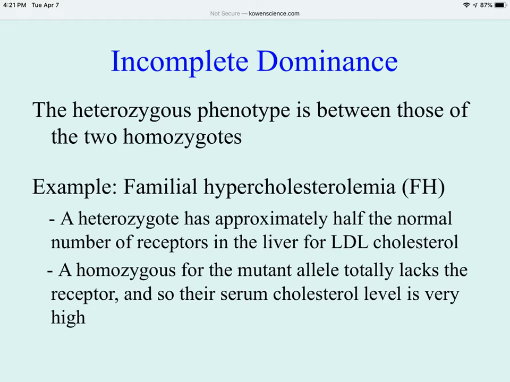In humans, an example would be familial hypercholesterolemia, abbreviated FH. The heterozygous has approximately half the normal number of receptors in the liver for the LDL, which is the bad cholesterol. And so a homozygous individual for the mutant allele lacks the receptors, and so their cholesterol level is going to be extremely high.